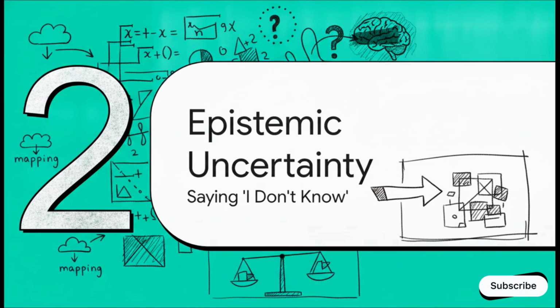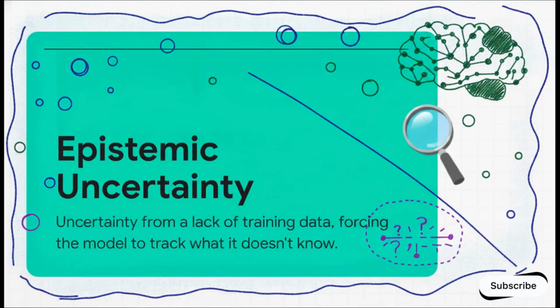Moving on to Section 2, Mapping Epistemic Uncertainty. Understanding, I don't know. To build this capability, we need precise mathematical language. Now, there are two main types of uncertainty. Aleatoric uncertainty is just noise in the data itself. Think of a blurry camera lens. We aren't trying to solve that today.